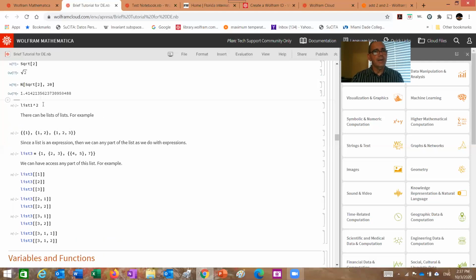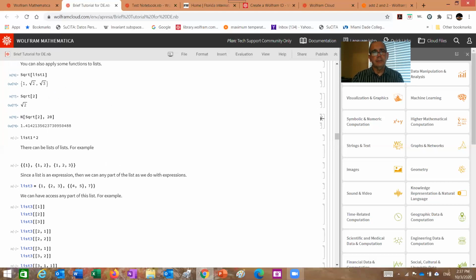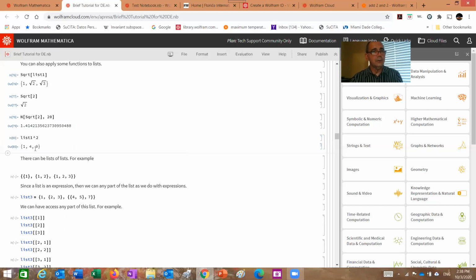Now, going back to the list, let me erase these two entries. I can leave them here. Okay, now, when you go to list 1 and raise it to the second, it means that you have to raise every element of the list to the second. Remember, list 1 contains the elements 1, 2, and 3. When you put the cursor here and press enter, you get 1 to the second is 1, 2 to the second is 4, 3 to the second is 9.